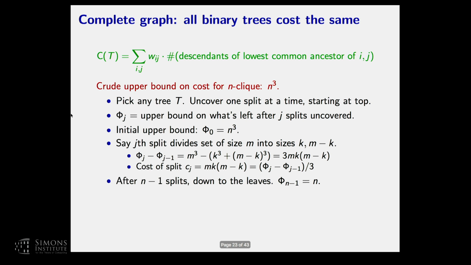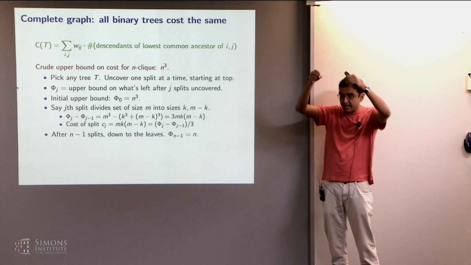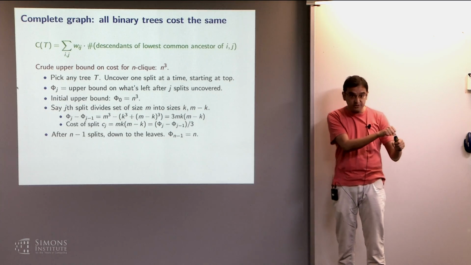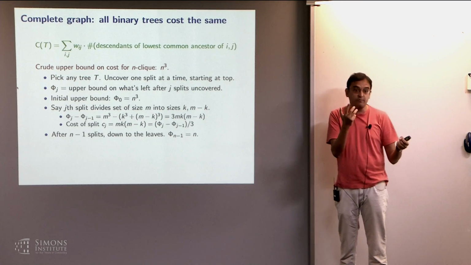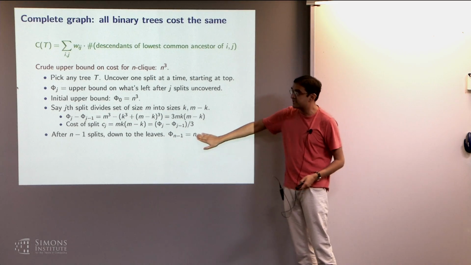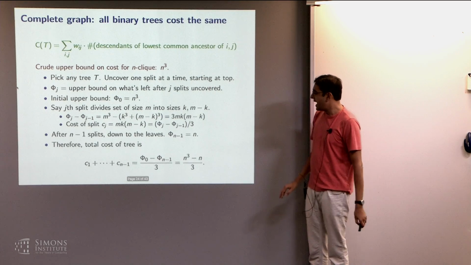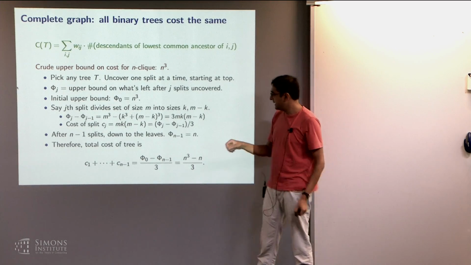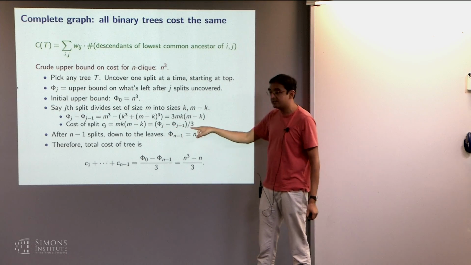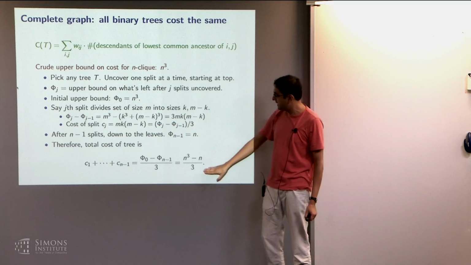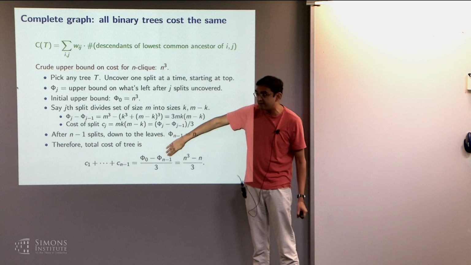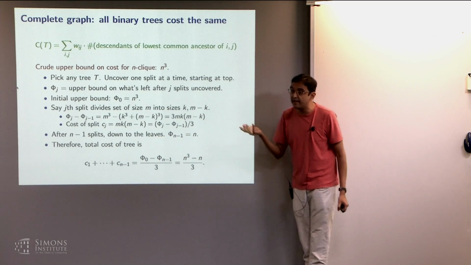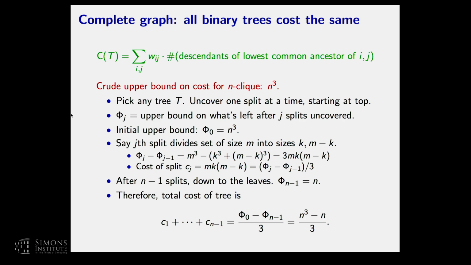And in this way, we go all the way down the tree. Initially, the unknown cost was n cubed. By the time we're left at the bottom, we have these n individual nodes, each with a cost of 1 cubed, which is 1, and there's n of them. So this is the cost at the bottom of the tree. And so the overall cost of the tree, the cost of all the splits, is just the sum of these quantities, and it's a telescoping sum. And so it's the initial upper bound minus the final upper bound divided by 3, and it's n cubed minus n over 3. Okay, so no matter what tree you use, you end up with exactly the same cost.